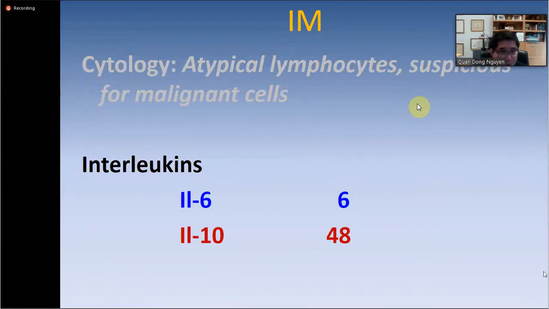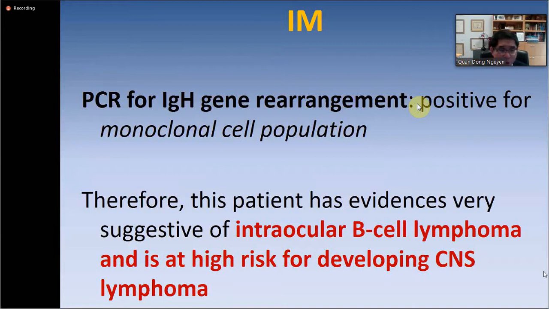In this patient, as Michael was alluding to, we also did the PCR for IgG gene rearrangement, which is another way to diagnose intraocular lymphoma. In this case, it was positive for a monoclonal cell population, which is something that you request, and this definitely helps us. So our particular patient, unfortunately, had evidence very suggestive of intraocular B-cell lymphoma, and it's a high risk for CNS lymphoma, which is something that we as ophthalmologists can help with to save the patient's life.